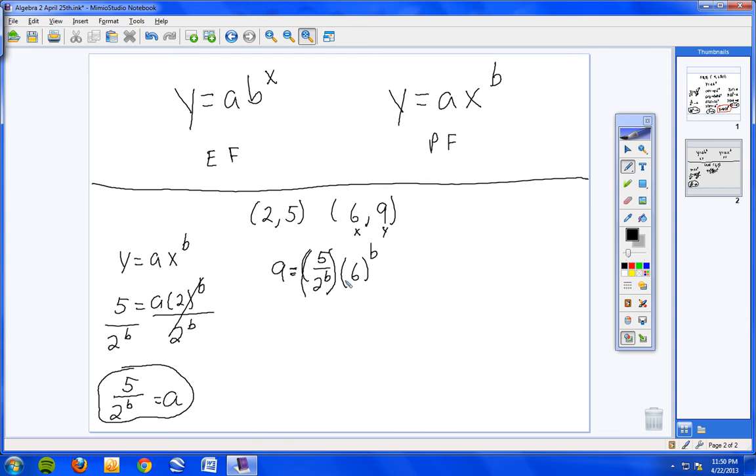All right. Now we would like to solve this. This is a 9 right here, not an a. This is a 9. We would like to solve this for b.